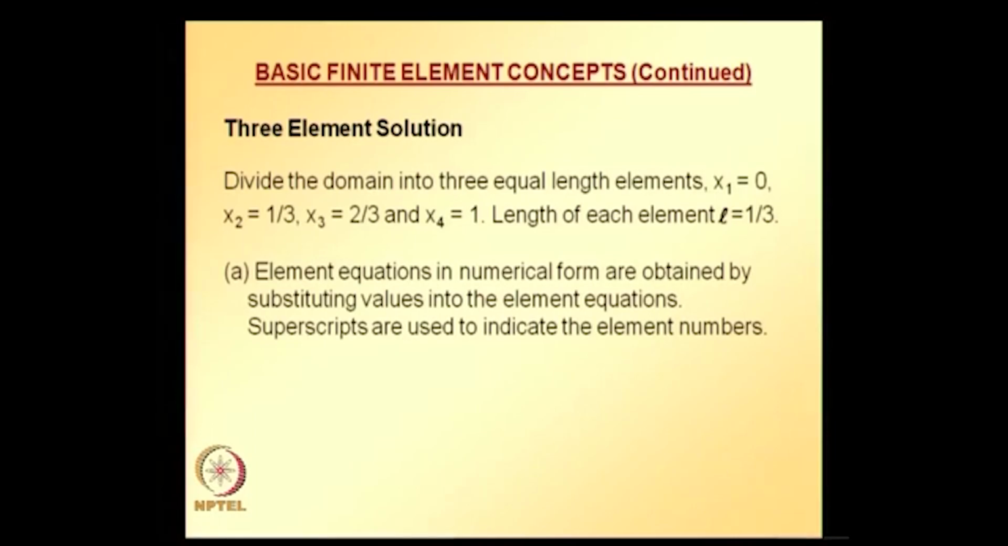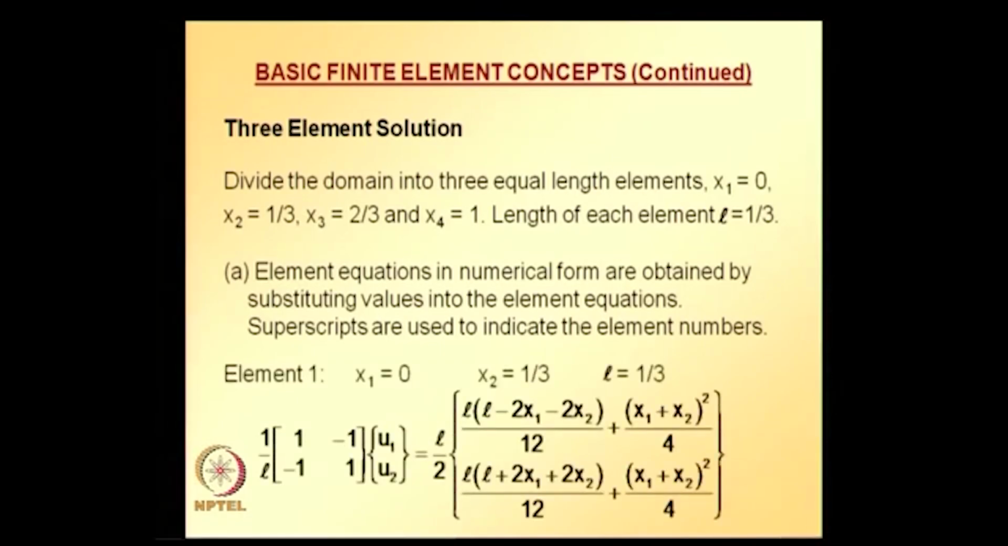Element equations in numerical form are obtained by substituting the nodal values into the element equation that you already just now derived. That is, you derived element equations with boundary condition and without boundary condition. So, depending on the element location, you can select one of these equation systems and plug in the values of the nodal coordinates and length of the element, and then you can get the elemental equation for element 1, 2, 3. So, superscripts are used to indicate the element numbers.